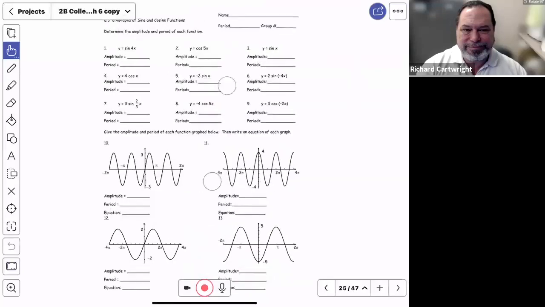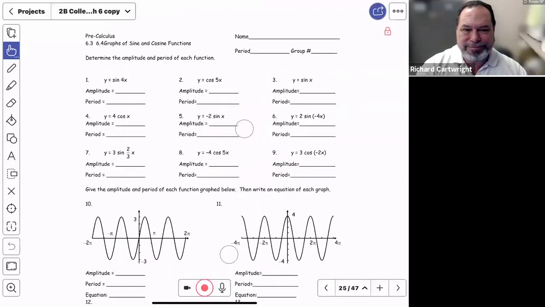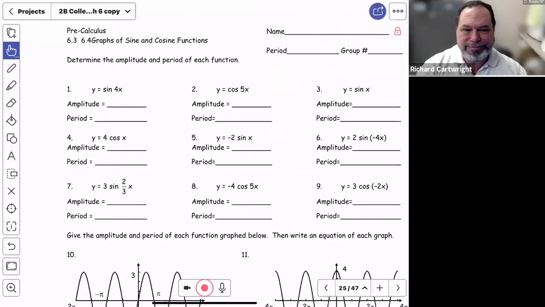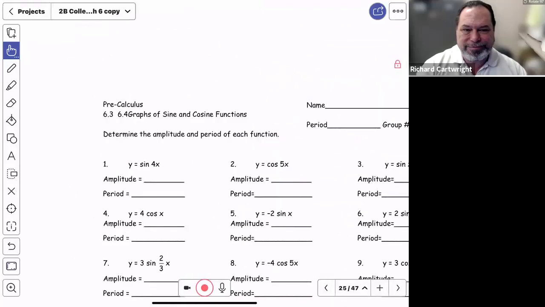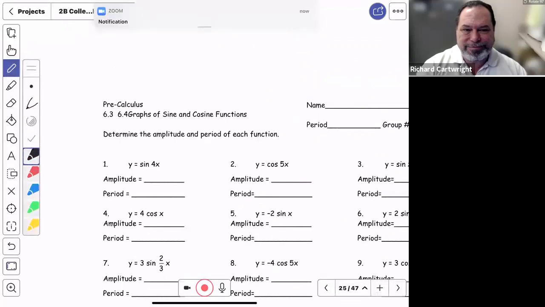This handout you were supposed to see looks like this. All that you would have learned that day was how to draw a basic sine curve and how to graph a basic cosine curve.